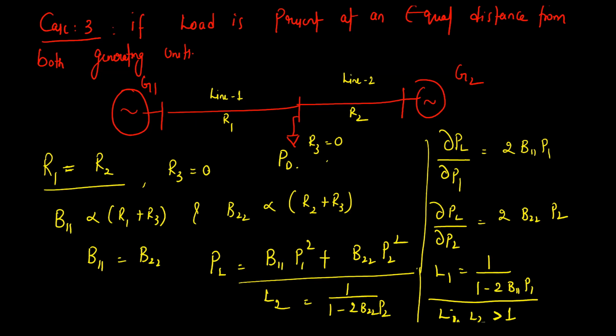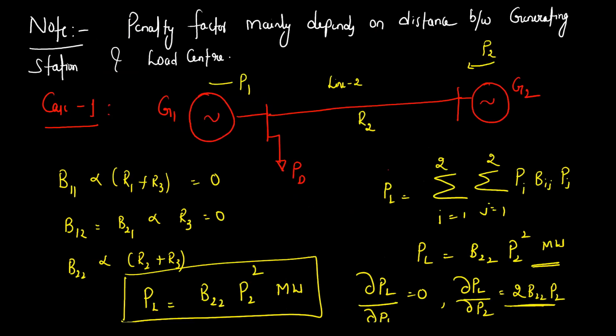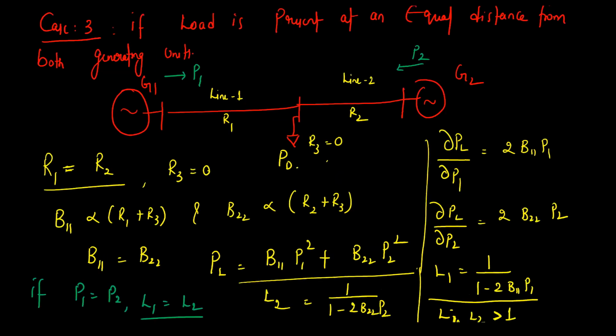So both penalty factors will be the same when the power generated by both units is the same. This is the power generated by unit 1, this is the power generated by unit 2. If P1 is equal to P2, then what will happen? Your L1 will be equal to L2. Both penalty factors will be the same. Here also you write the power generation of this unit as P1, this unit as P2. Understand? We are following the same nomenclature. Okay, so these are the three different situations that you can encounter while calculating the penalty factor and incremental loss.